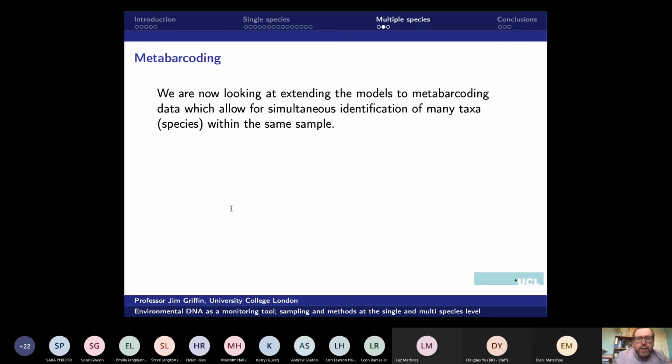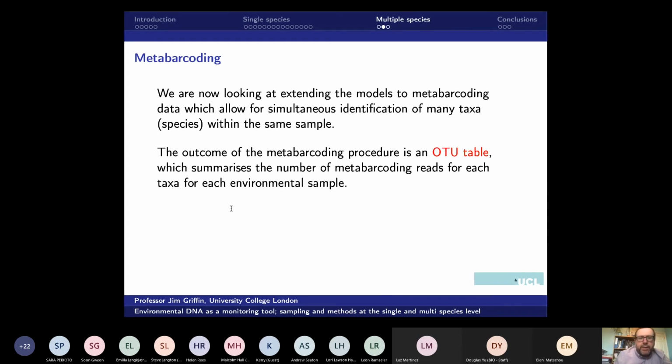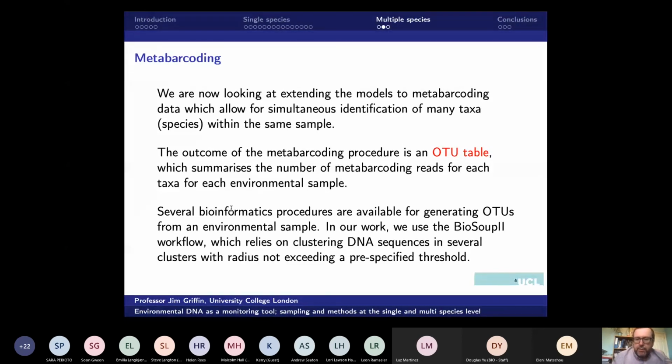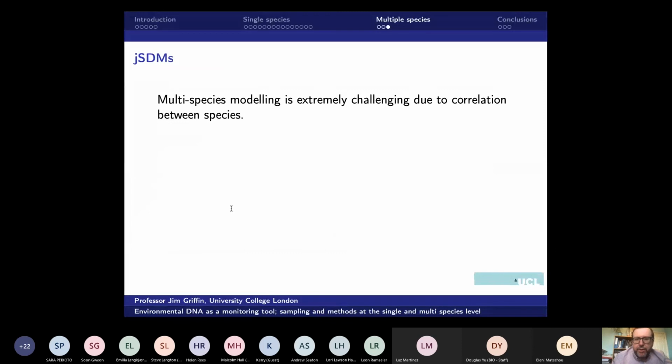Okay, so as Doug and Eleni were saying, we're thinking about extending these methods into multiple species problems, metabarcoding. I think we've been through that. So in terms of the modeling, we're interested in using joint species distribution models.